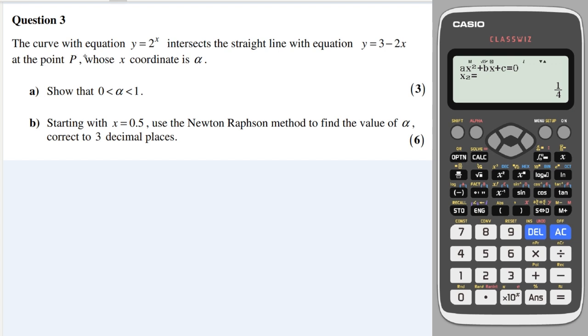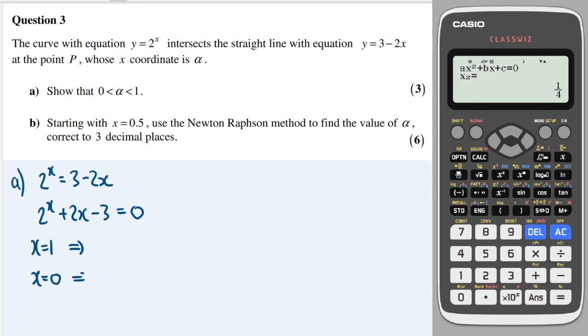Question number 3, we've got the curve intersects the straight line at the point P whose x coordinate is alpha. Show that alpha is between 0 and 1. Okay, so where they intersect is the solution to the simultaneous equation. So that will be 2 to the x is equal to 3 minus 2x. I can bring it all over to one side, like such, and then I can substitute into this function x equals 1 and x equals 0.